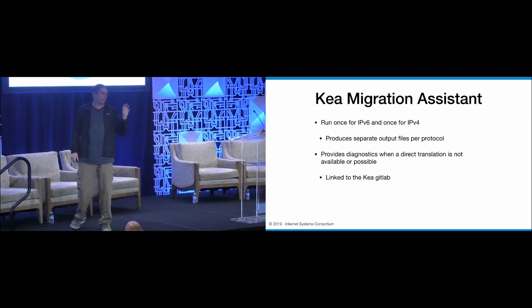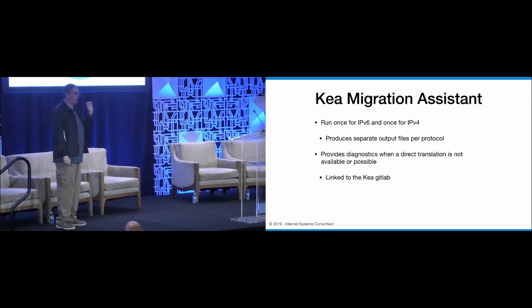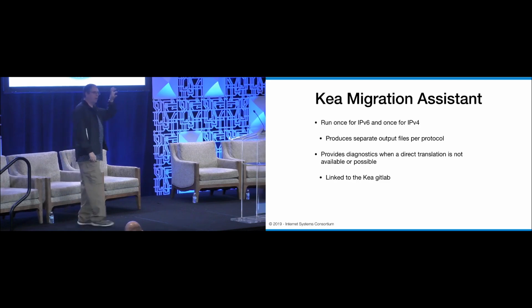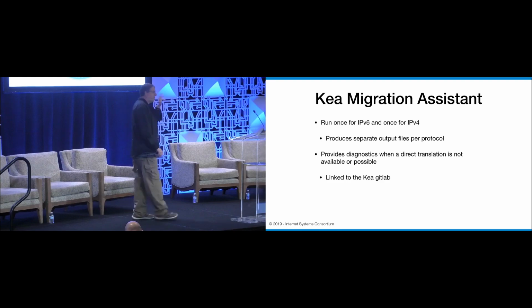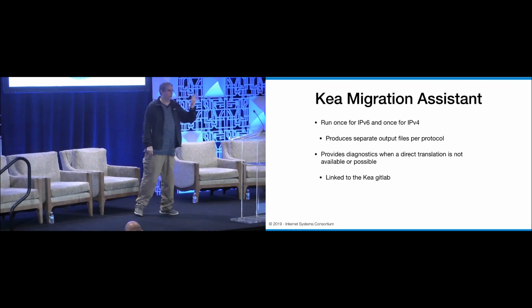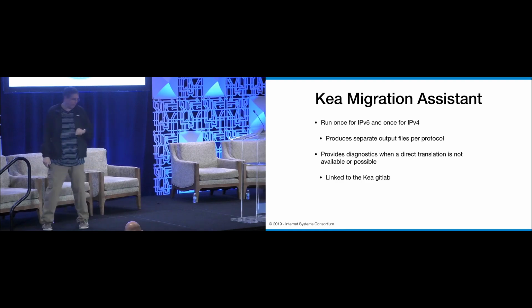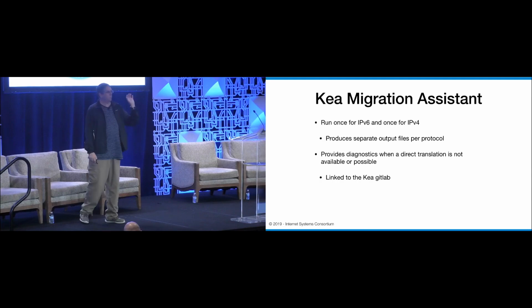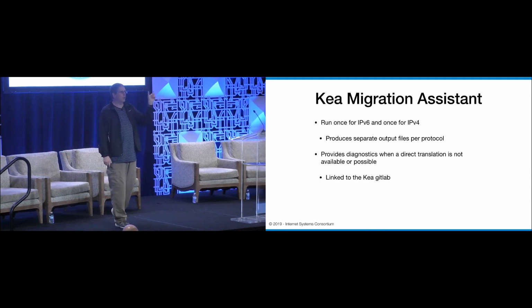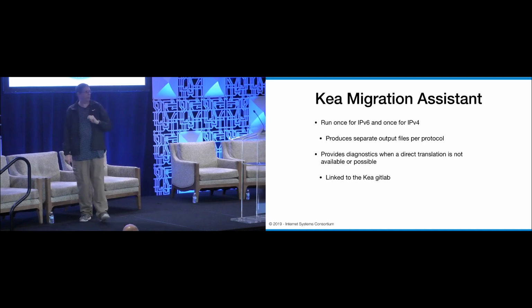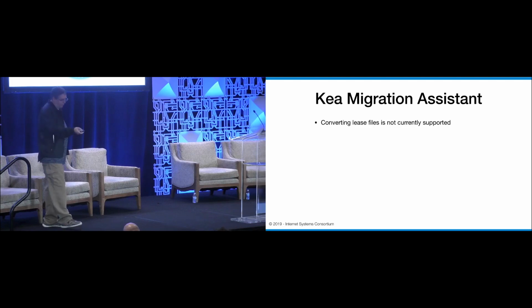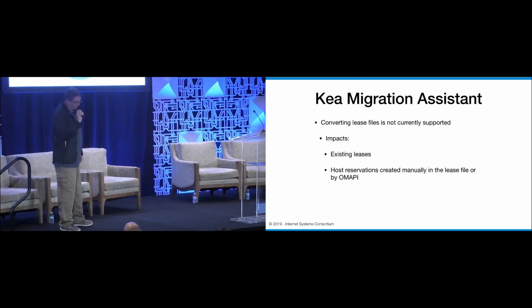It recognizes when there is a known issue: here is something in the ISC DHCP configuration that does not translate to Kea. And the neat thing about this is it is actually linked to the Kea GitLab. So when you run Keama, it produces an output file, and in that file, it gives you the issue number that is associated with the given problem. So converting lease files is not supported, and I'll skip over that.